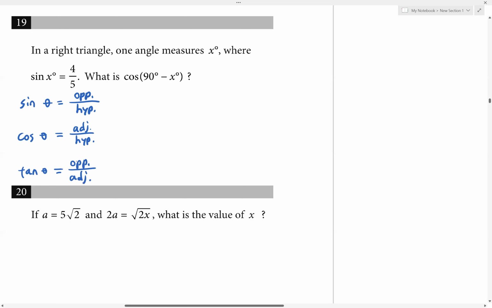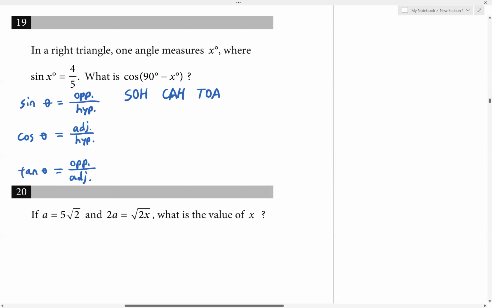We want to make sure we know these definitions. There's a mnemonic to help us remember: SOHCAHTOA. Sine is opposite over hypotenuse, cosine is adjacent over hypotenuse, and tangent is opposite over adjacent. SOHCAHTOA.